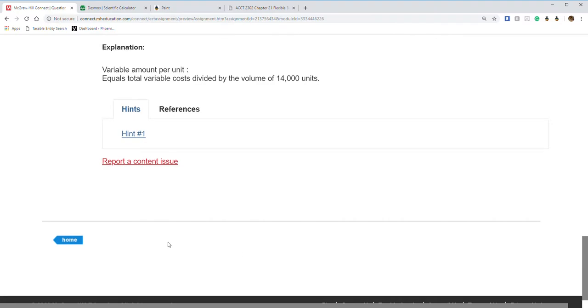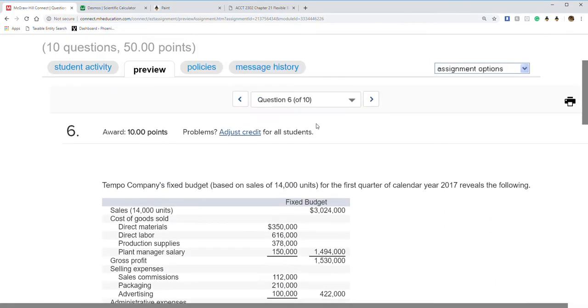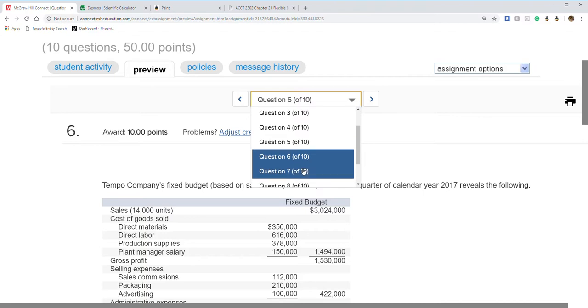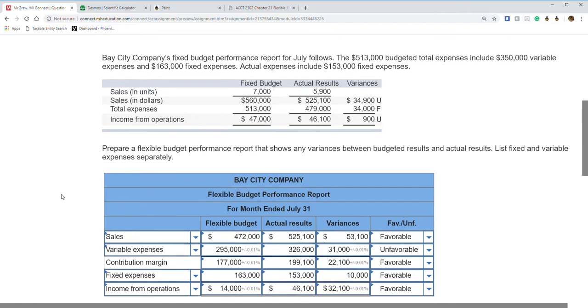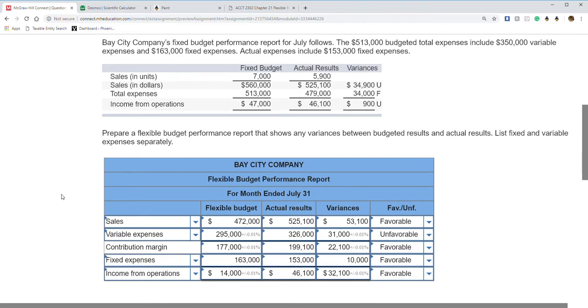Alright, so question 7. Question 7 in itself is another flexible budget. The problem that we run into in this question is that notice that they're completely different. We have 7,000 for our fixed and actuals 5,900. Now, this is going to affect your sales and your variable expenses.